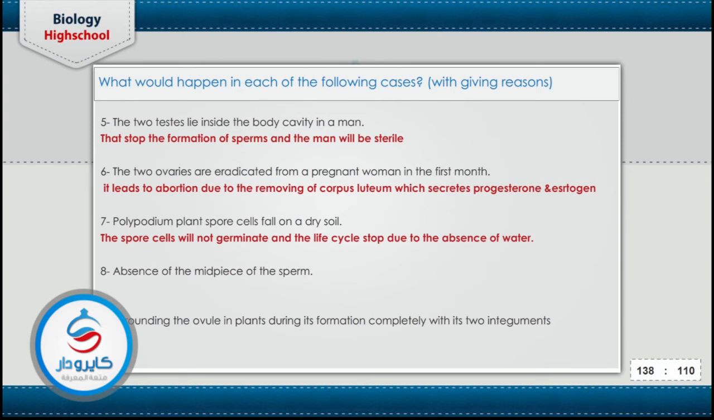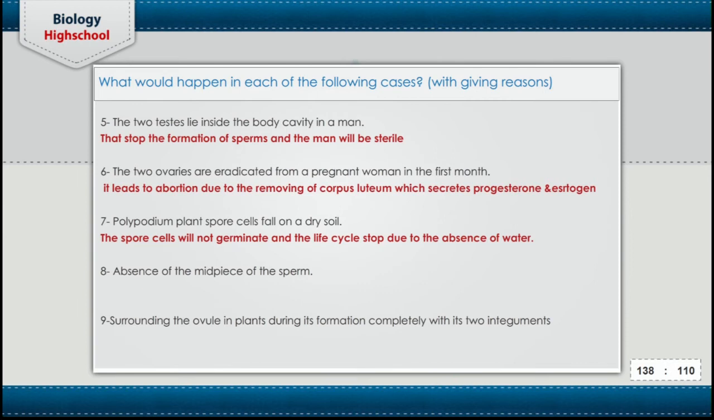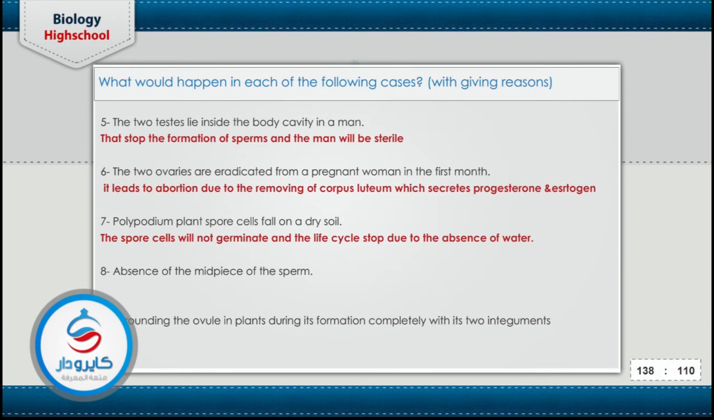The next point: the absence of the midpiece of the sperm. Let's look at the sperm. I have a head containing the nucleus and the acrosome, and a neck containing centrioles to make division for the zygote. Then I find the midpiece. What does the midpiece contain? It contains mitochondria. Mitochondria act as a center of energy production, producing a sufficient amount of energy to help the sperm move to reach the ovum for fertilization.